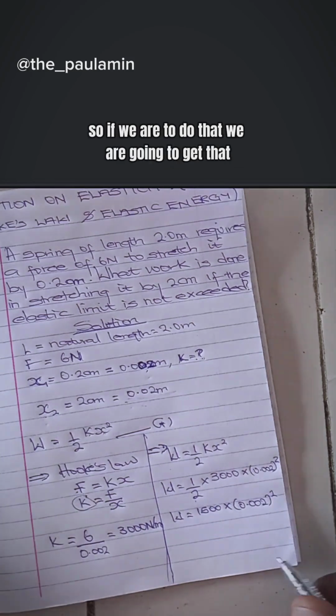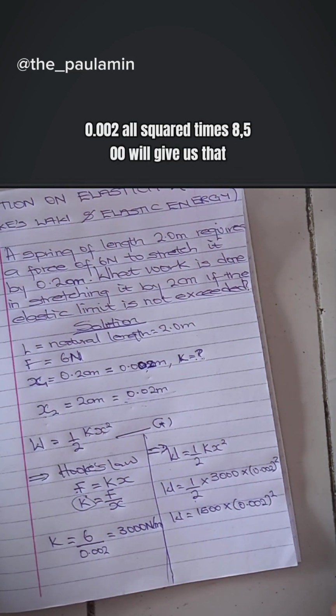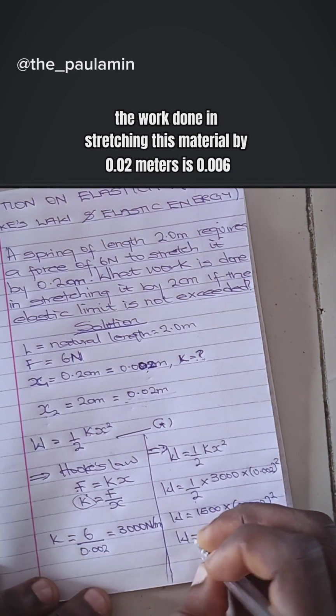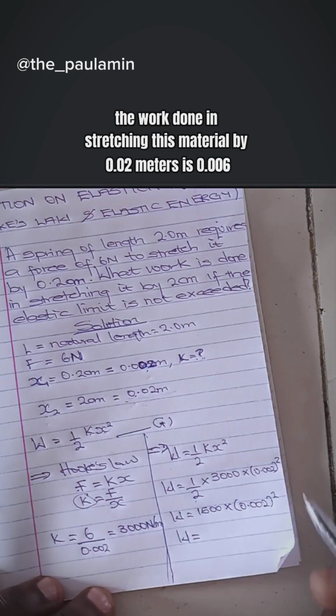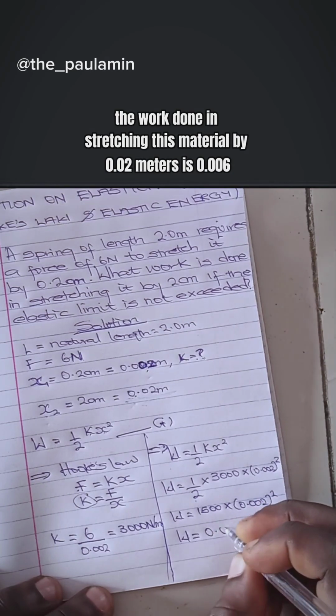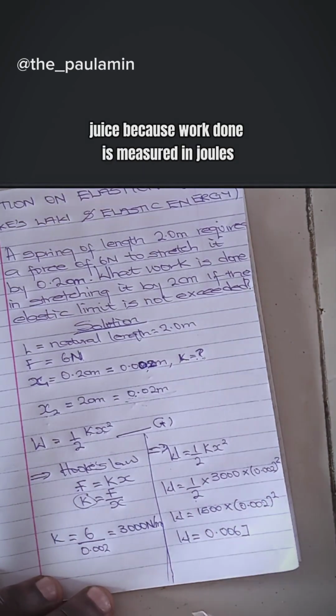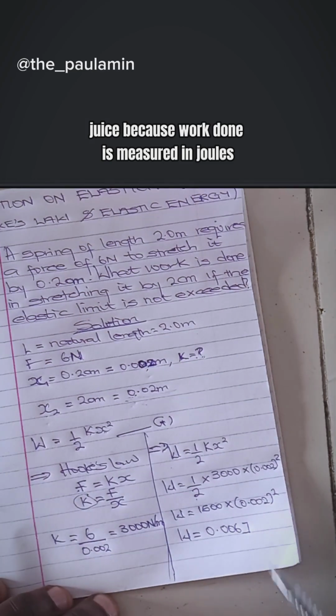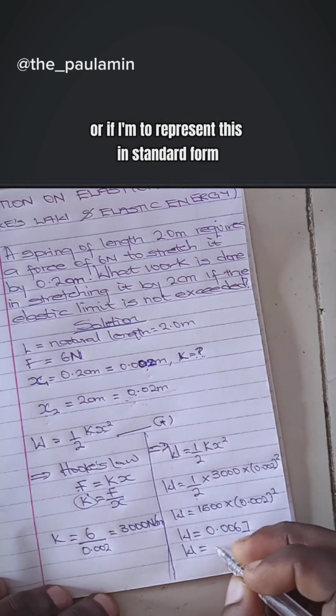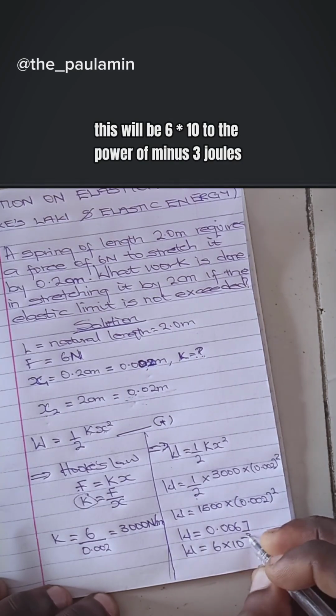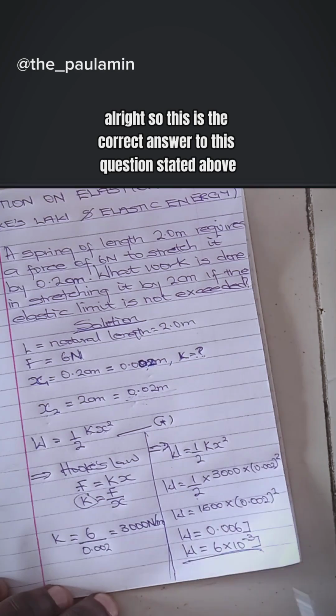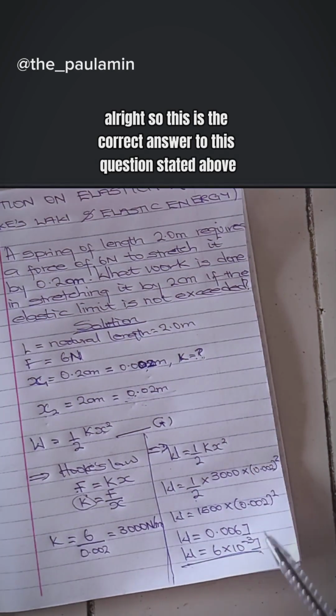0.02 all squared. So if we are to do that, we are going to get that 0.02 all squared times 1,500 will give us that the work done in stretching this material by 0.02 meters is 0.006 joules, because work done is measured in joules. Or if I'm to represent this in standard form, this will be 6 times 10 to the power of -3 joules. So this is the correct answer to this question stated above.